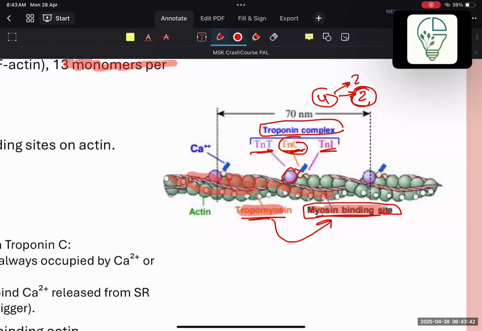And then you have your TnI, which usually works when you're at rest. So when you're at rest, when you don't have anything bound to the 2 low affinity sites of TnC, just the 2 high affinity sites, your TnI is just going to keep the actin tightly bound to itself so that you don't relax the actin and cause the tropomyosin to move away, revealing the myosin binding site.